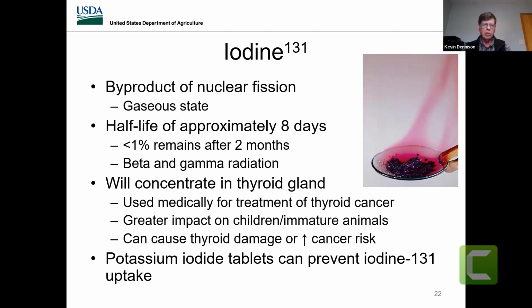It'll concentrate in the thyroid gland and will cause damage to the thyroid gland at levels that are maybe lower than what you'd be concerned about for whole body exposure. High doses cause an increased cancer risk, and potassium iodide tablets can prevent iodine-131 uptake. It's a competitive inhibitor. In other words, if you take stable iodine prior to the exposure to iodine-131, you've got so much stable iodine in your system that you don't take up much of the 131.